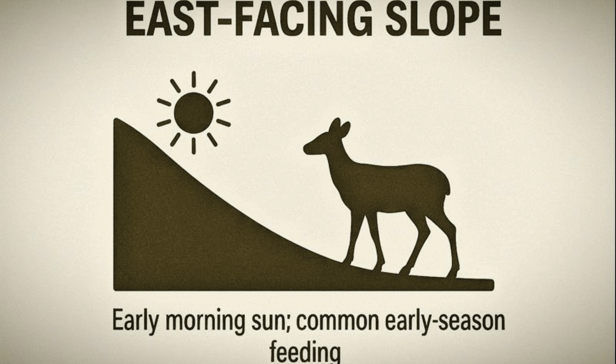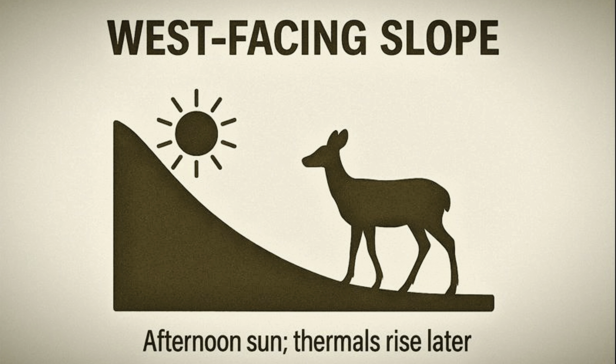Number 45 is your east-facing slope. Those receive more morning sunlight, commonly an early feeding slope for both elk and mule deer. Number 46 is the west-facing slope. Those warm later in the day. Elk often transition there, as do mule deer during the afternoon feeding.